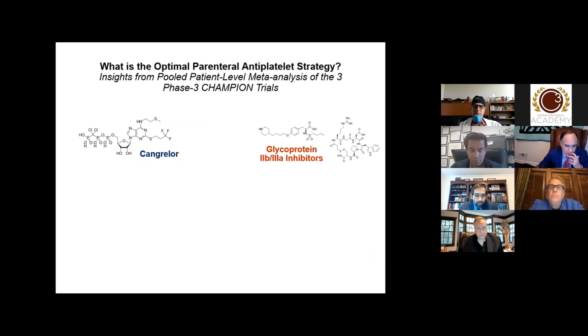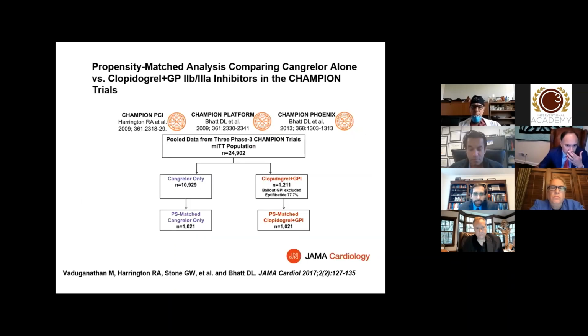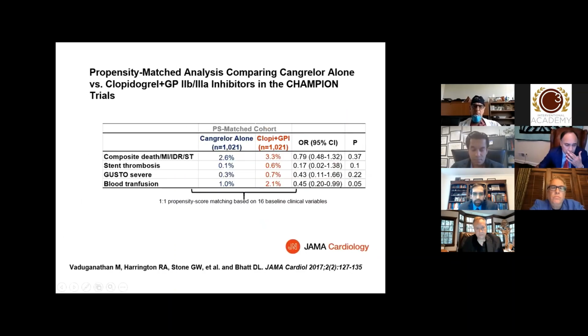So those are randomized comparisons. We also did, within the context of the large Champion program, a propensity matched analysis of patients receiving Kengreal versus 2B3A inhibitor. Again, this part wasn't randomized, it's propensity matched. There's no randomized clinical trials looking at clinical endpoints of adequate size to really say anything. And this pulled the data from all three of the Champion randomized trials. And here's the bottom line.